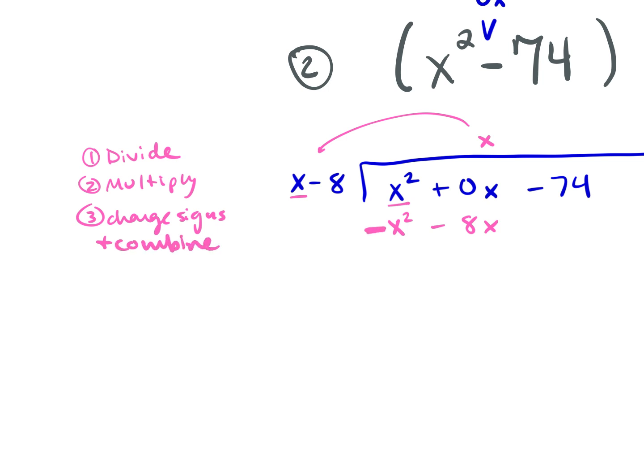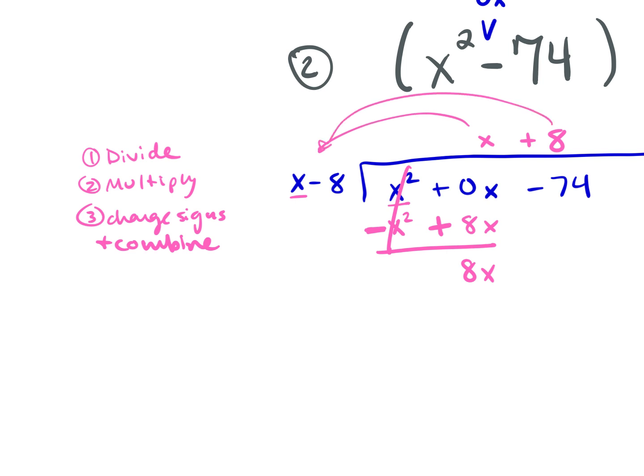So change the sign, and combine them together. So x squared minus x squared is going to cancel. Your first ones are always going to cancel. 0x plus 8x is going to be 8x. Then we do it all again. Step 1, we divide. What's 8x divided by x? 8, so plus 8.